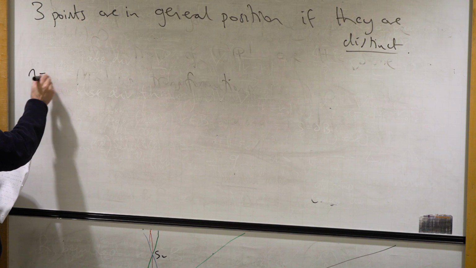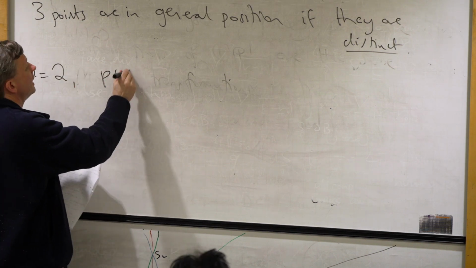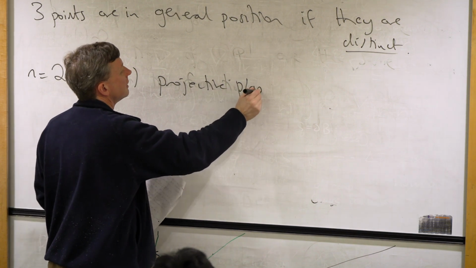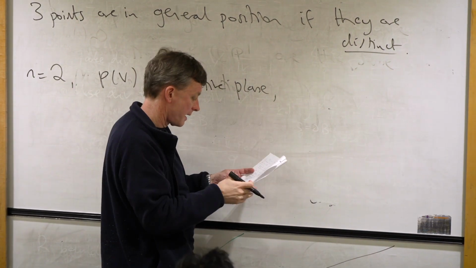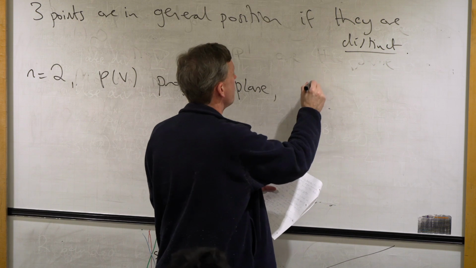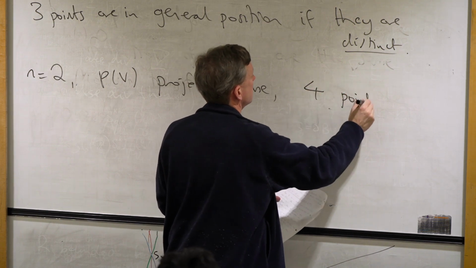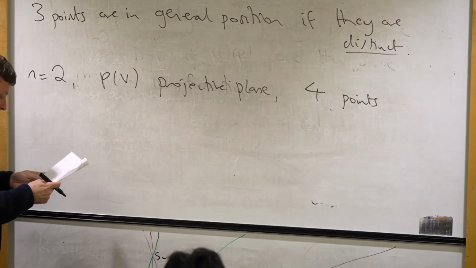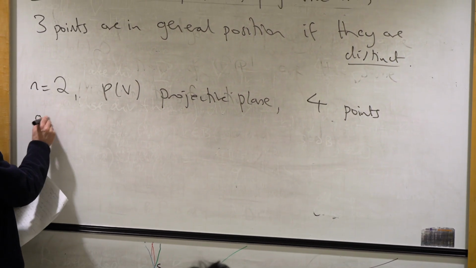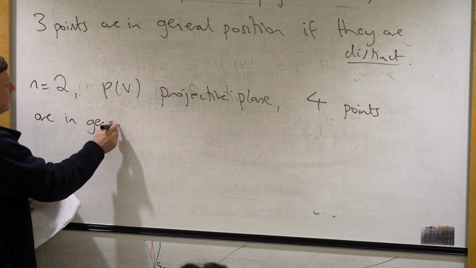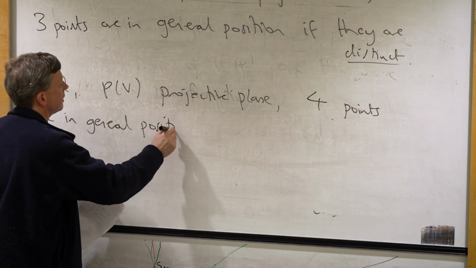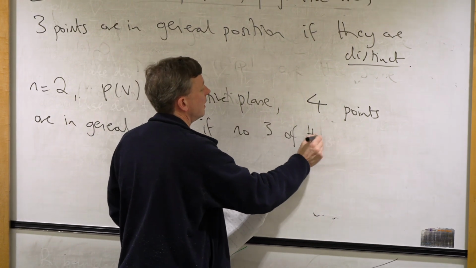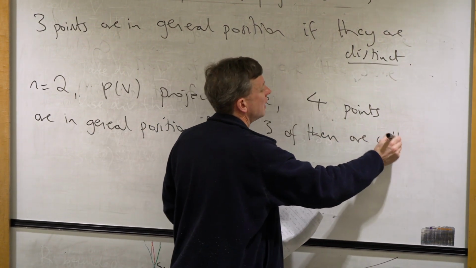Whereas when n equals 2, the P of V is a projective plane, then 4 points, so n plus 2 is now 4, 4 points are in general position if no 3 of them are collinear.